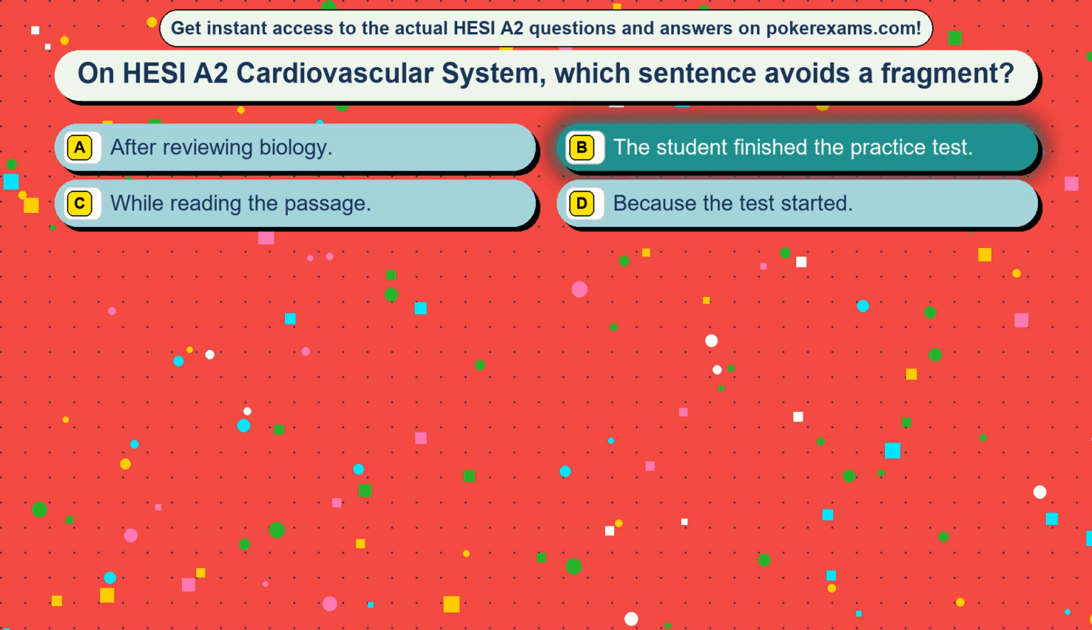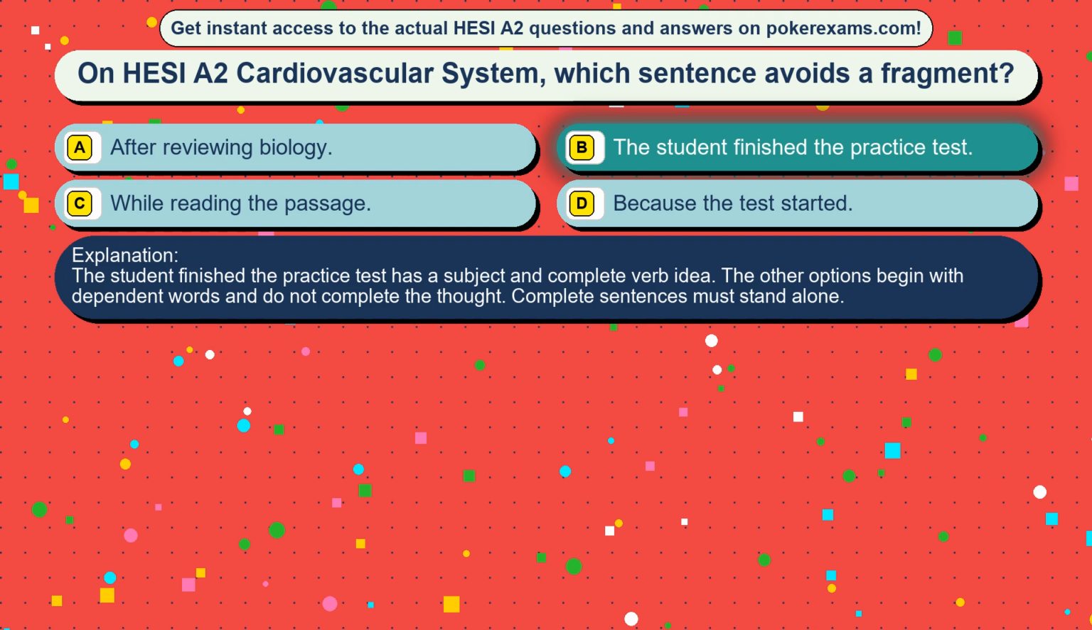The correct answer is option B, the student finished the practice test. The student finished the practice test has a subject and complete verb idea. The other options begin with dependent words and do not complete the thought. Complete sentences must stand alone.